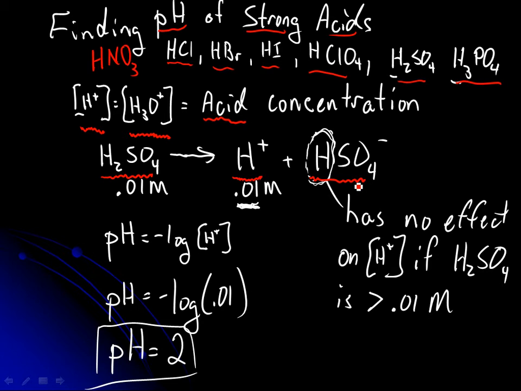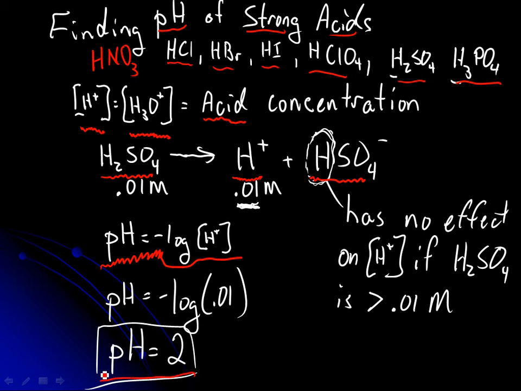So to calculate the pH of a strong acid, then we just use our formula for calculating pH, that the pH is the negative log of the hydrogen ion concentration. So in this case, we calculated the pH as 2.